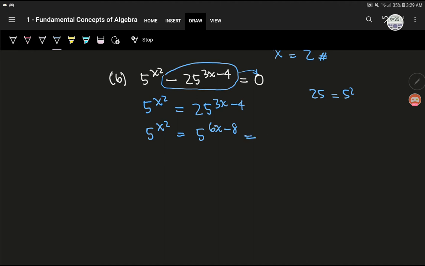we can conclude that x squared equals 6x minus 8. To find the value of x, since this equation has the maximum power 2, it is quadratic, so we just solve it quadratically. So we have x squared minus 6x plus 8 equals 0. For this one, you can use a calculator. There is some function in the calculator you can use. I think most of you already know.